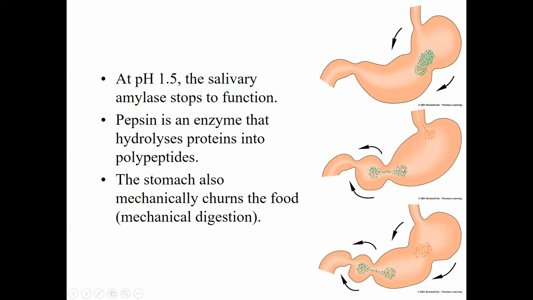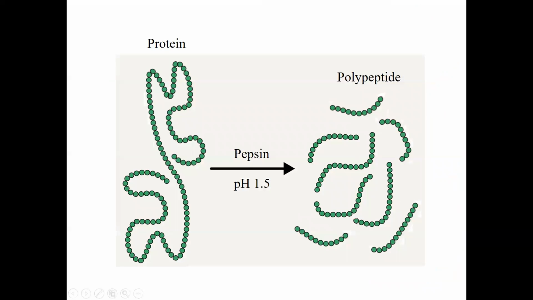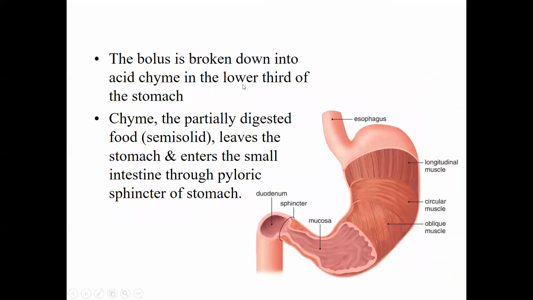And the stomach has the action we call mechanical churning, which mechanically digests the food particles. The proteins are digested by the pepsin into polypeptides. The food bolus is broken down into acid chyme in the lower third of the stomach, and this partially digested food is semi-solid. It will leave the stomach and enter the duodenum through the pyloric sphincter. The pyloric sphincter opens, and the food enters as acid chyme.